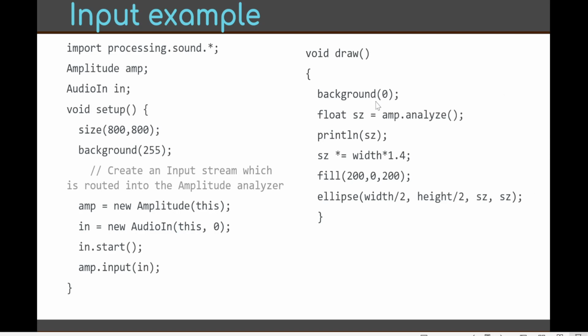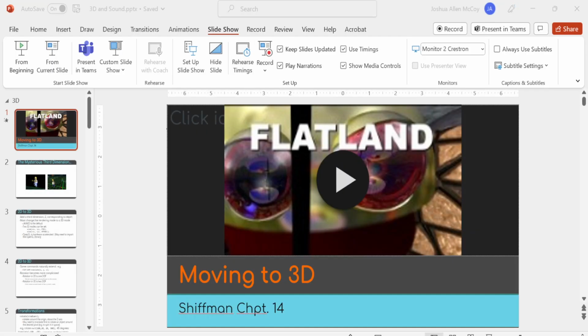So now what we're drawing is the output of the analyzer. We're getting a number, a float, about what the current amplitude of the sound is, and then we're printing it. We're also scaling the ellipse based off that analyzed amplitude value. That is the sound input sketch in the sound folder in the examples.